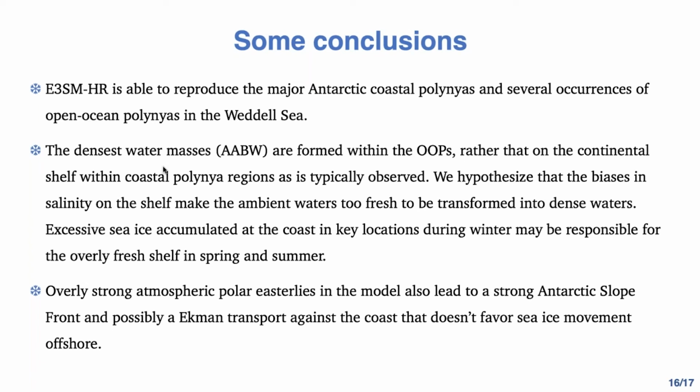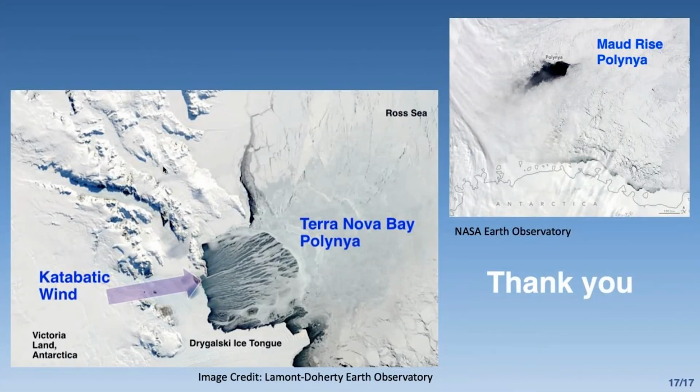ASC current. Okay, so before concluding and going to questions, I wanted to show you some pictures. I think this picture is just amazing. It shows the coastal Polynya in the Ross Sea and just how the sea ice is pushed away. I found this online. Of course, it's a NASA picture.